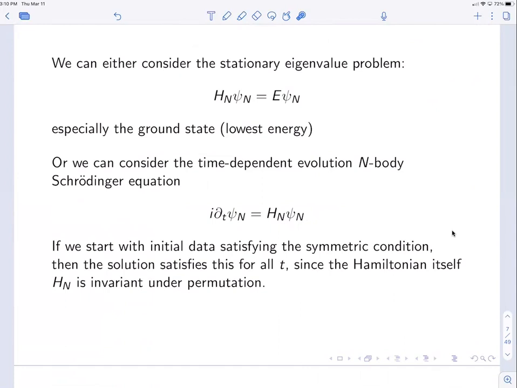So then we can consider either the stationary eigenvalue problem, which is of the form H psi equals E psi, especially the ground state properties, or we could consider the time-dependent evolution given by the N-body Schrodinger equation. So that is i d/dt psi equals H psi. And for the time-dependent problem, if we start with initial data satisfying the symmetric condition, that the wave function is symmetric and represents bosons, then the solution will satisfy that property for all time, since the Hamiltonian itself is invariant under permutation.